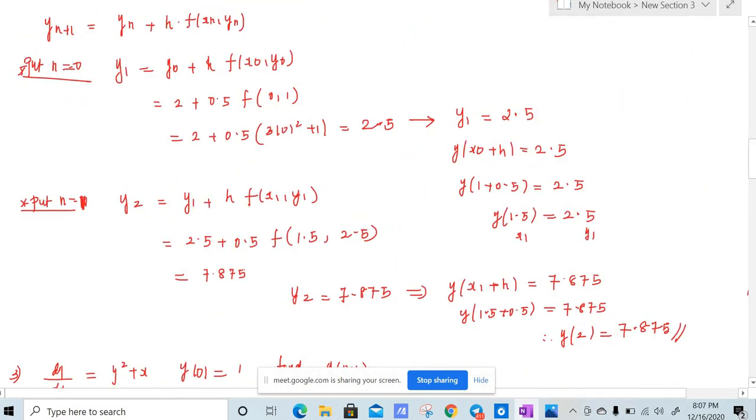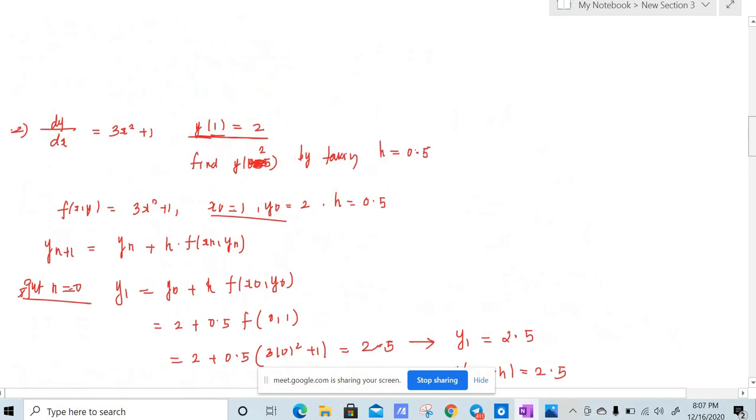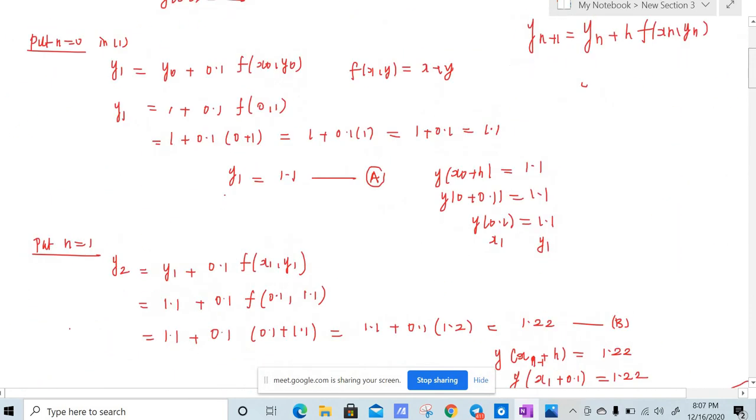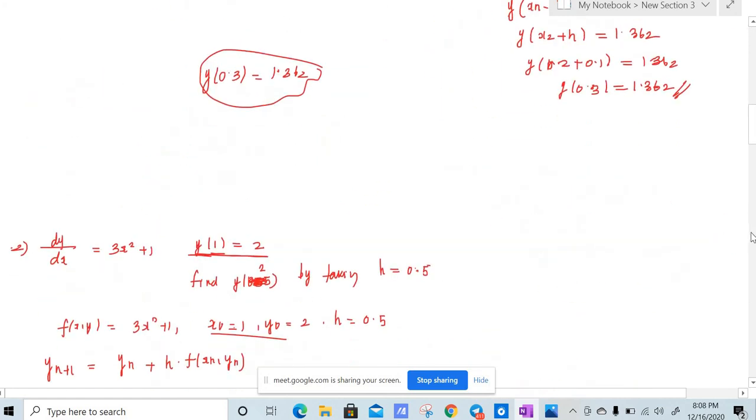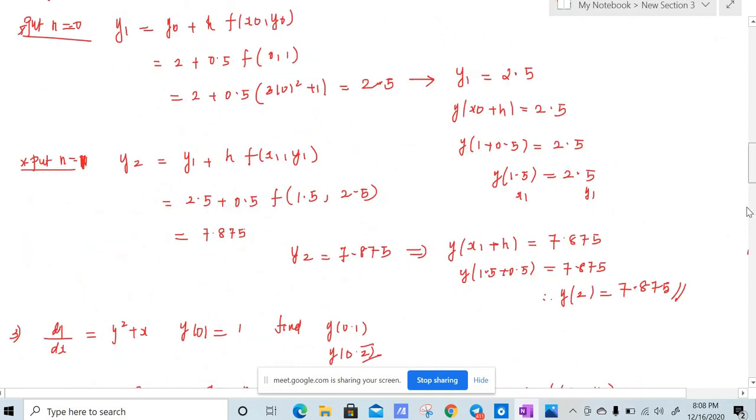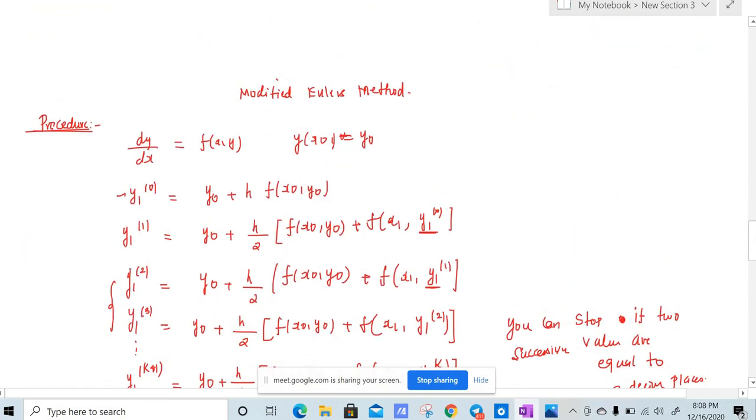So for Euler's method there is only one formula, which is the recursive formula. So y(n+1) is equal to yn plus h into f of xn comma yn. So you need to put n is equal to 0, 1, 2, 3 so that you can find the direct y of 0.3 straight away. But in modified Euler's method, what we will do is we need to go by iterations. We need to stop if two successive iterations are same, right? So this is the difference between Euler's and modified Euler's method, right?